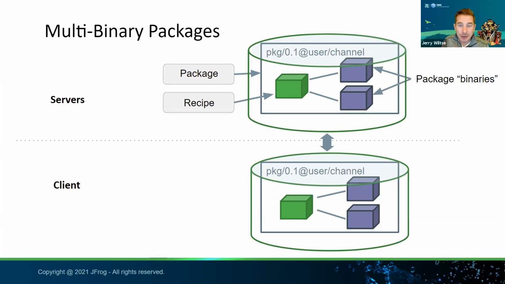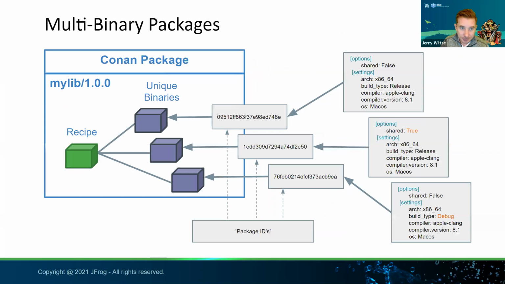So this package model, in which a single identifier represents any number of unique build configurations, is one of Conan's major innovations. Now, here's how it manages to do that. In simple terms, Conan assigns a unique ID for each unique configuration. So in this first box here on the right, we see that the compiler is Apple Clang, and the version is 8.1. It's Mac OS, and it's a 64-bit configuration.